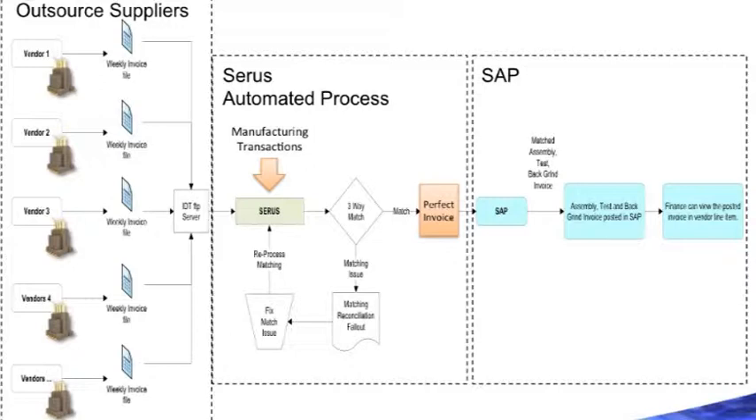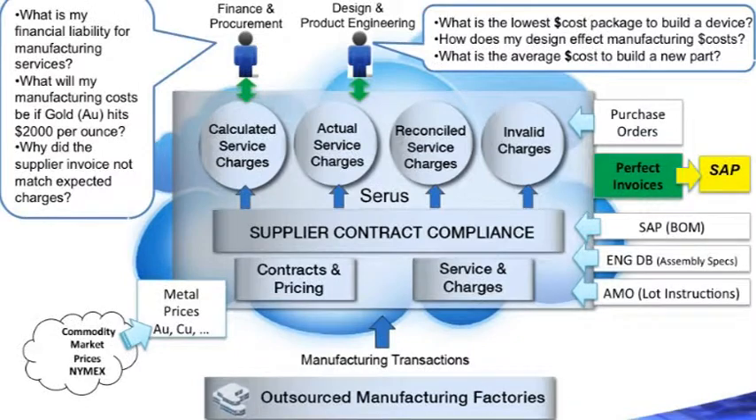The Cirrus system has allowed IDT to answer what-if questions. Answers to questions like, what would the cost be if gold were to rise to $2,000 per ounce? What's the cost of a new package if we use 0.8 mil gold wire versus 1 mil? Or which subcon is the lowest cost for a specific new package?